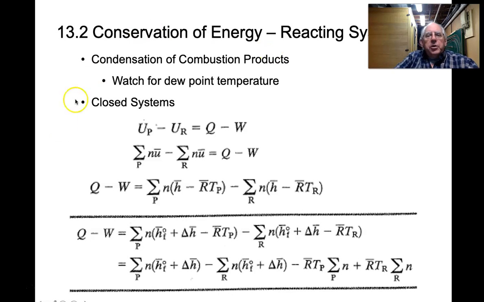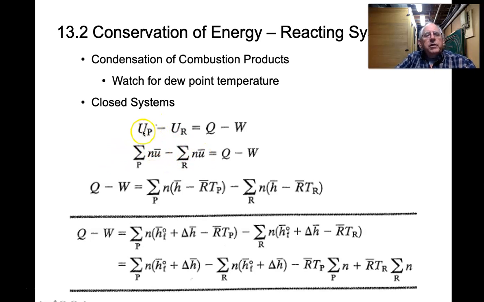Now, in the textbook, they also look at what happens if you have a reacting system and you are in a closed system. Okay, the difference between an open control volume system and a closed system. In a closed system, we have heat transfer and work, but we also have the left-hand side of the first law written in terms of internal energy for the closed vessel. And so those internal energies would be related to the individual components' internal energy.